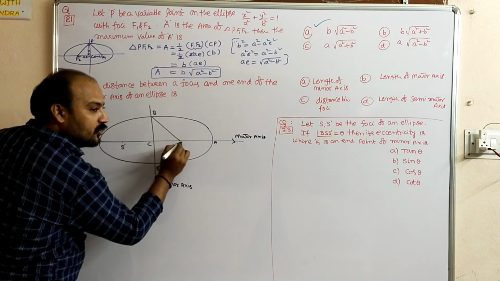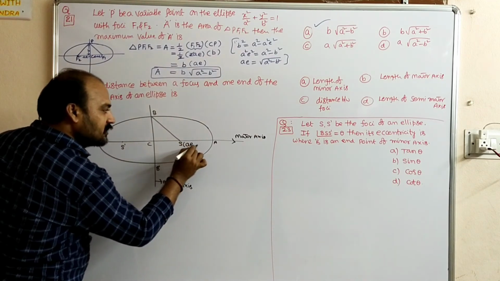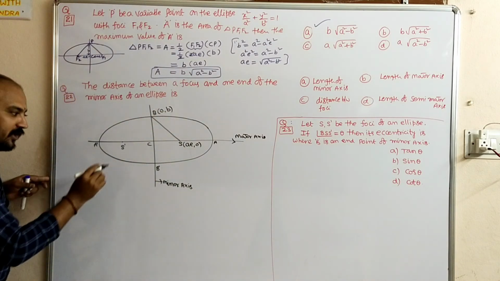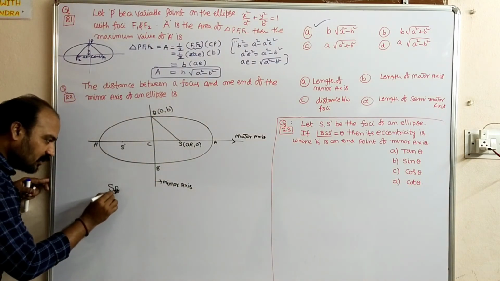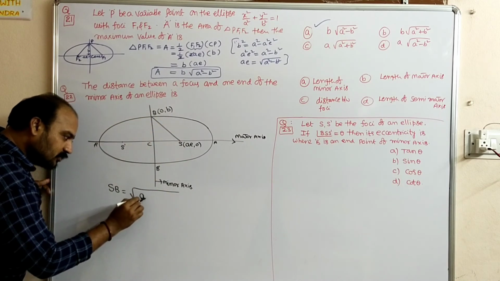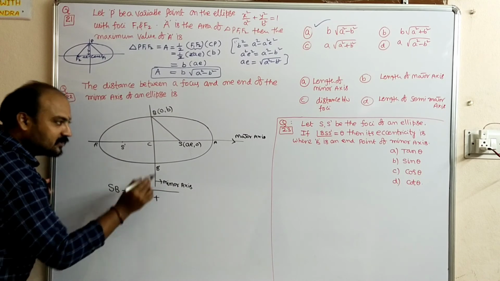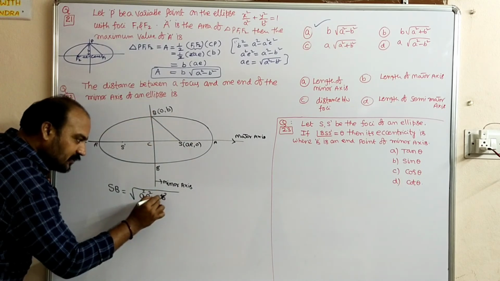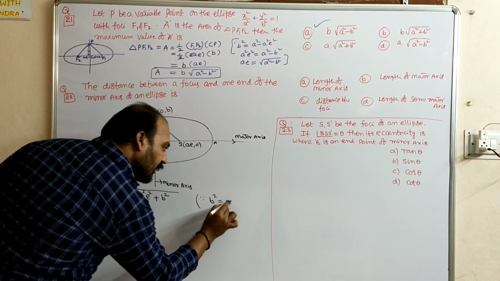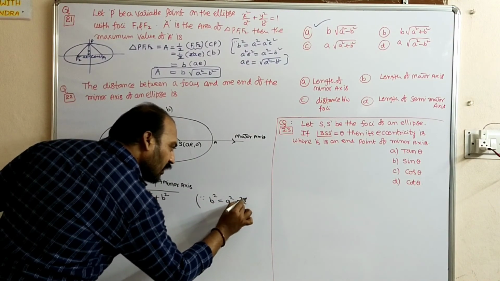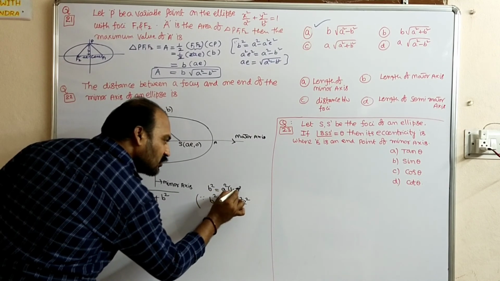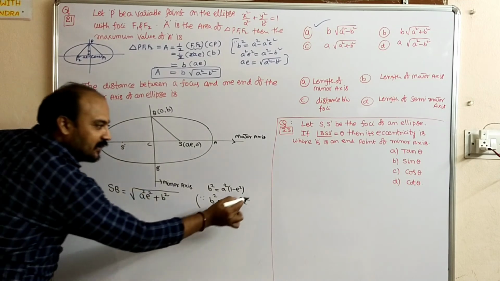Whenever CS value is AE, S is AE comma 0. And B coordinates are 0 comma B. Therefore SB they are asking. SB is equal to root of AE minus 0 whole square, so A square E square plus 0 minus B whole square, B square. Again we have a formula. B square equal to A square minus A square E square, which is A square into 1 minus E square. If you simplify, you get it.